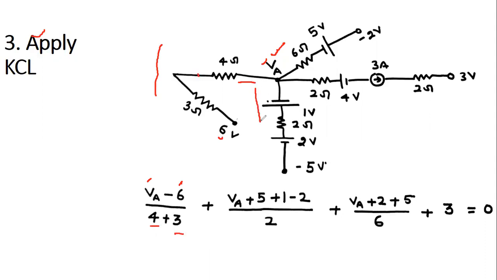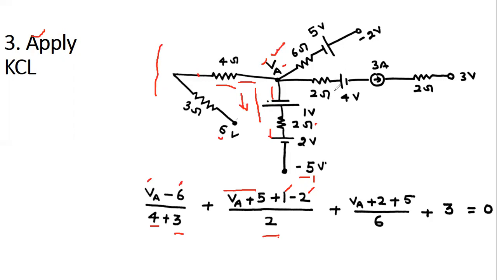The second current, in this branch: this voltage is VA and this is -5, so the potential difference is VA + 5. Here we are getting the negative sign, so consider it as the plus sign; then we get the plus sign, so here we consider the negative sign. So the potential difference is VA + 5 + 1 - 2 divided by resistance 2, because this is the resistance. This is my first current, this is my second current.